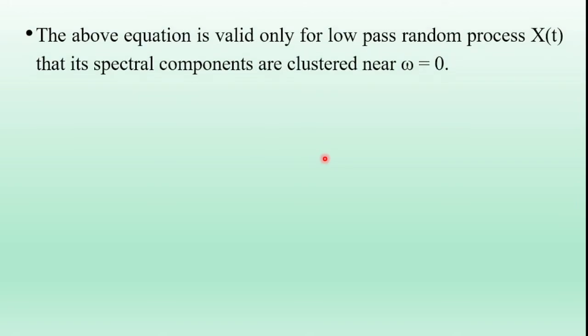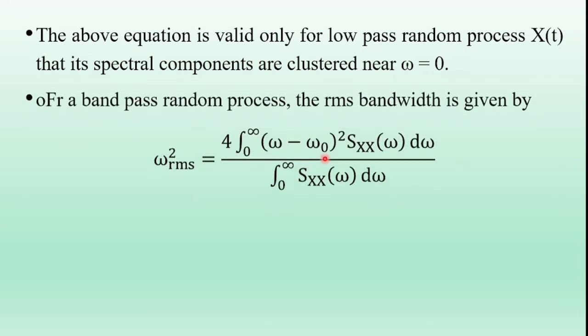The above equation is valid only for low pass random process x of t, that is, its spectral components are clustered near omega equal to 0.